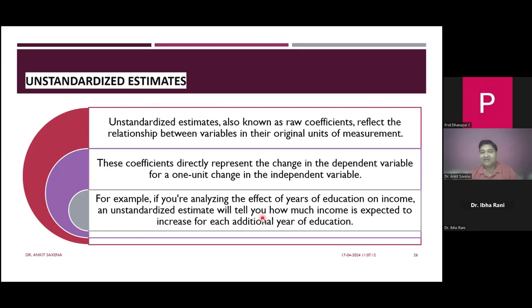In unstandardized weights, we don't adjust for that scaling gap. So these are the unstandardized estimates. Normally, variance and covariance are taken as unstandardized weights.